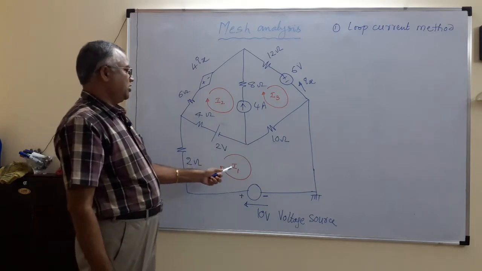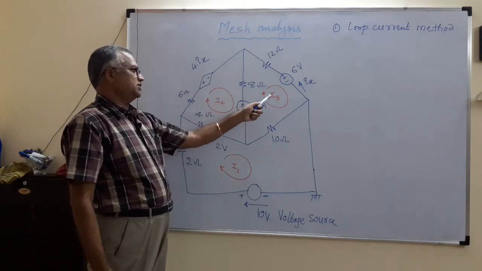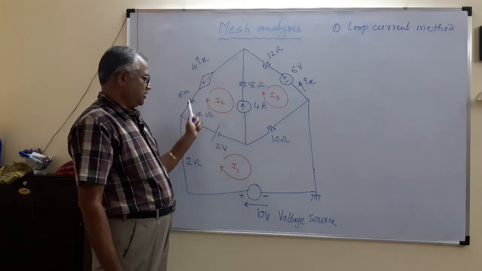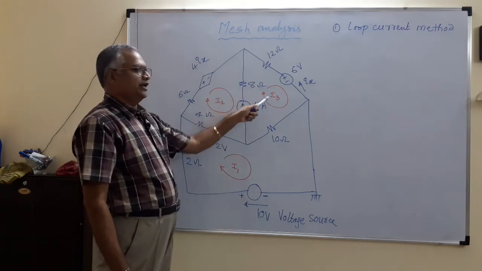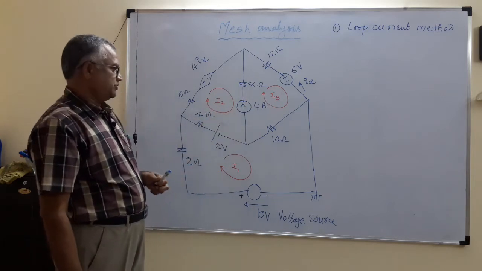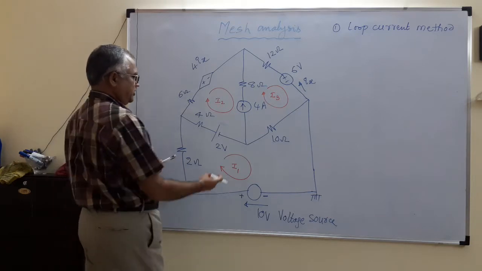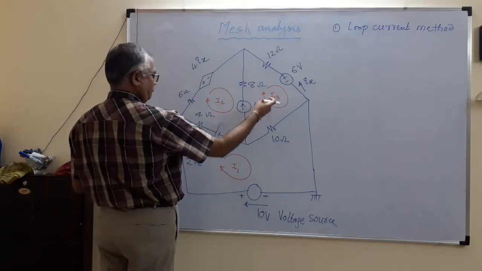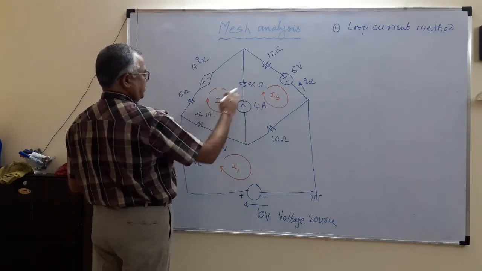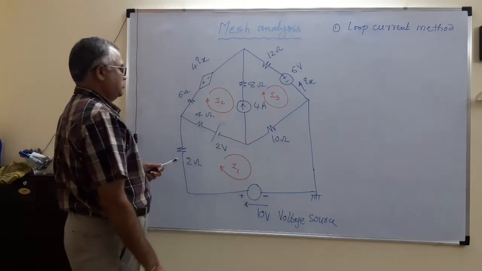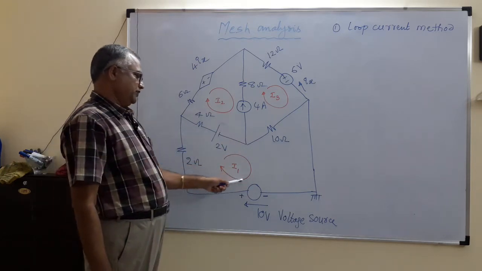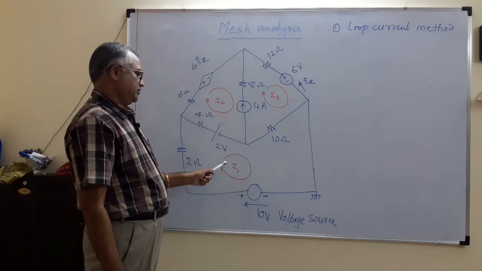Not necessarily all in clockwise. This can be clockwise, this can be anti-clockwise. These directions are purely our choice. And the order can be this I1, I2, I3, any order you can take. So every independent loop, replace with a loop current.